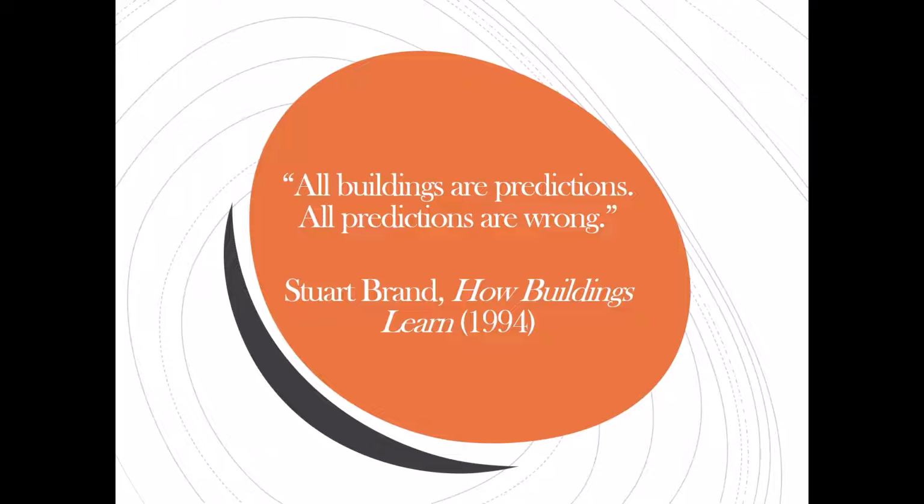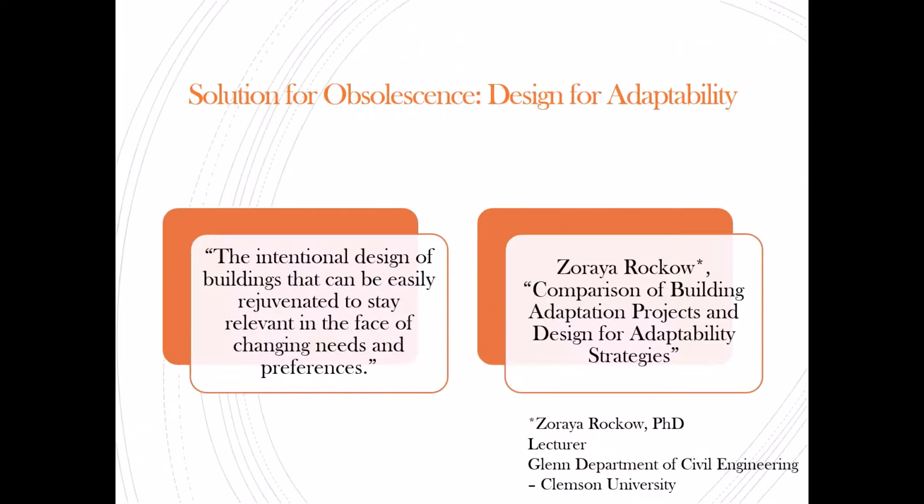Stuart Brand, author of the book How Buildings Learn, said that all buildings are predictions. All predictions are wrong. As seen in the previous video, we are almost never correct in a building's final purpose, and it's important to recognize ways that we can avoid obsolescence. To do so, we introduce a strategy known as Design for Adaptability.